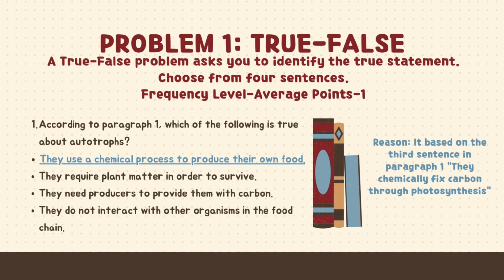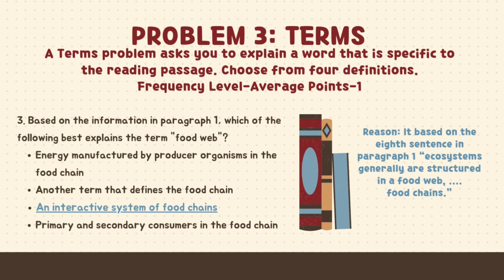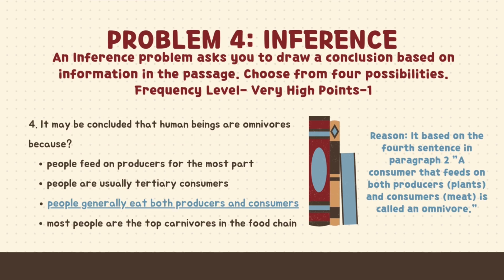Problem 1. True-False. A true-false problem asks you to identify the true statement. You need to choose from 4 sentences. Problem 2. Vocabulary. This problem asks you to choose a general synonym. Choose from 4 words or phrases. Problem 3. Terms. A terms problem asks you to explain a word that is specific to the reading passage. You need to choose from 4 definitions.